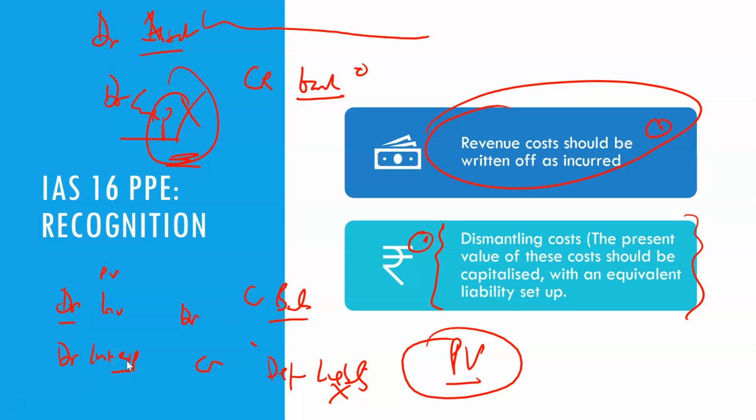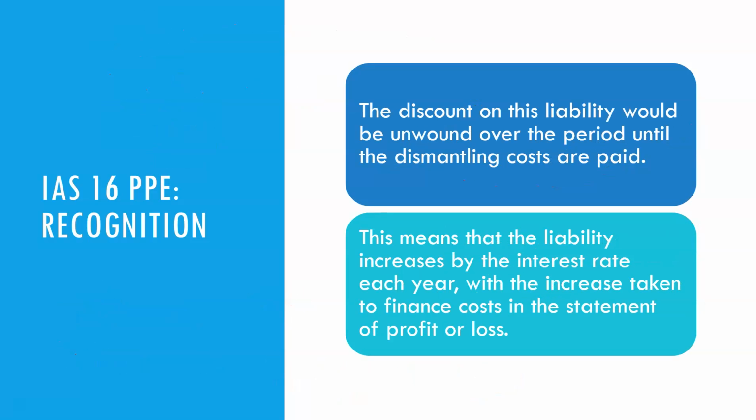Okay, right. So part two, let's carry on. Our focus here is, we were just talking about dismantling costs. So let's carry on. I think I highlighted this already, that the discount on this liability would be unwound. That's the technical term: the unwinding of the discount over the period until the dismantling costs are paid.